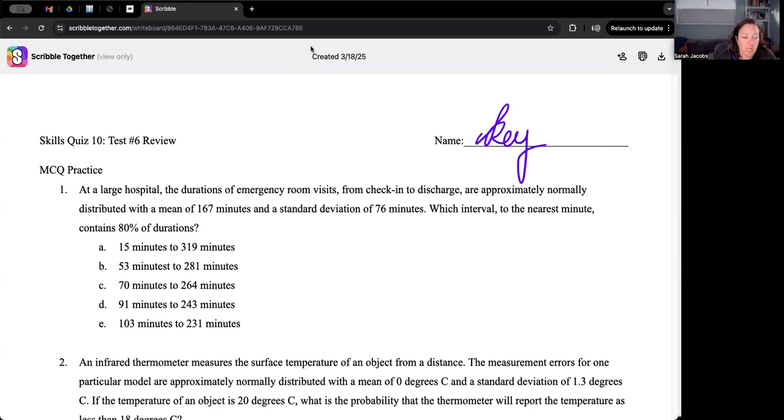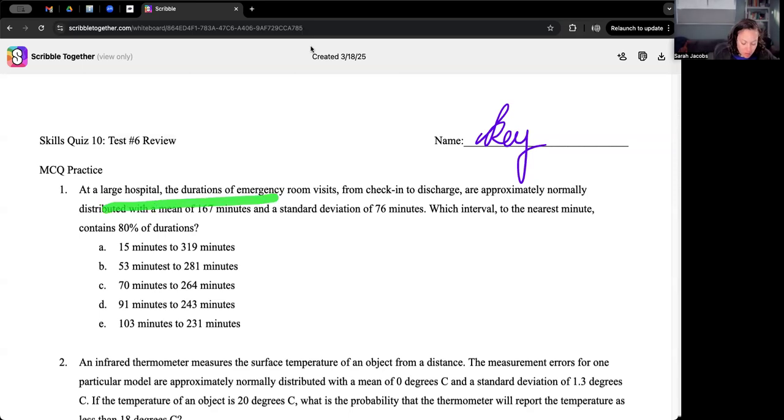Again, you've got to show the work to get credit for the skills quiz component. It doesn't help you to know the answers to these questions. It helps you to know how to answer these questions. So let's dive in.